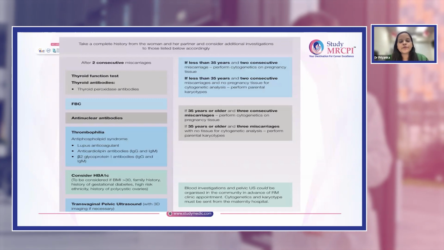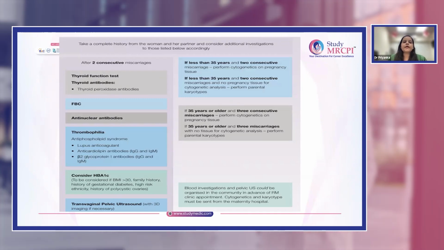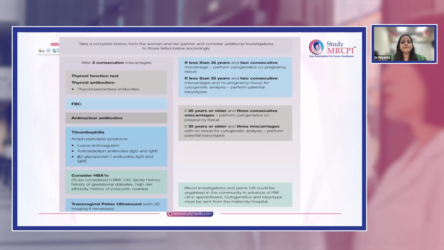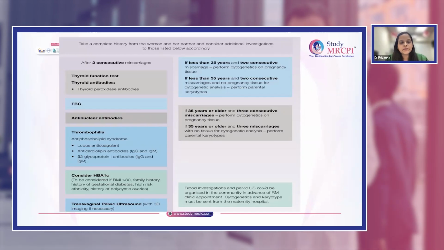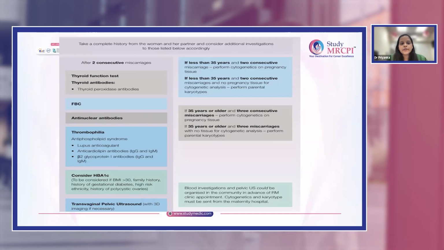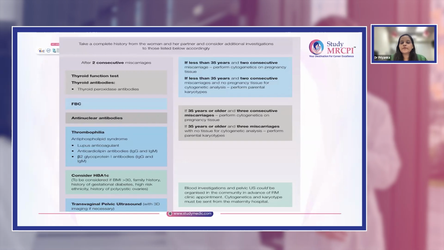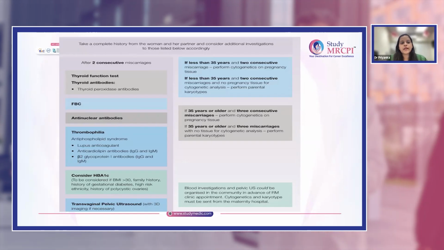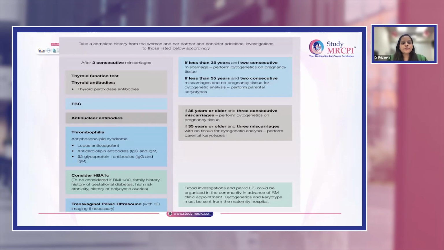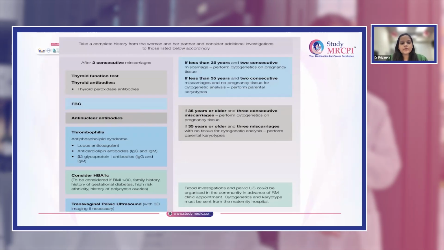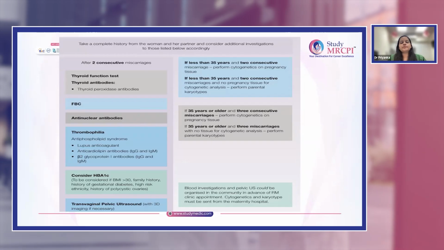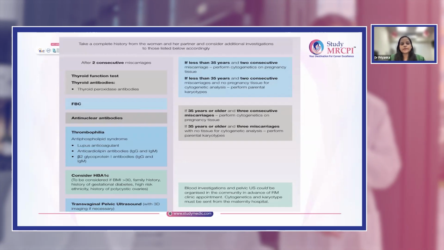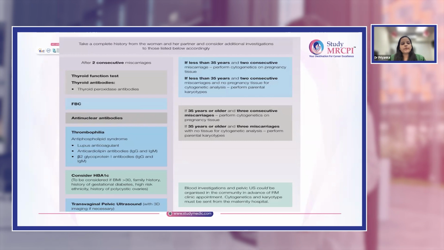So after 2 consecutive miscarriages, we do thyroid function test and thyroid peroxidase antibodies. These are the mandatory tests: a full blood count, antinuclear antibodies, and a thrombophilia screen for acquired thrombophilia, that is APLA. The tests we do are lupus anticoagulant, anticardiolipin, and beta-2 glycoprotein. It can be confirmed by doing a second test 12 weeks apart to confirm APLA.